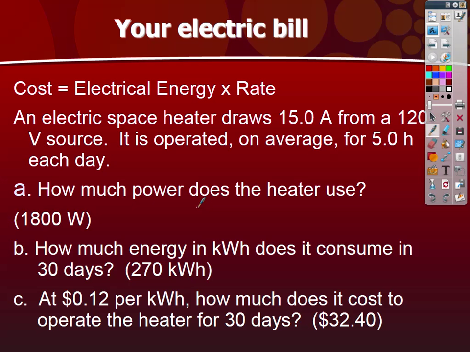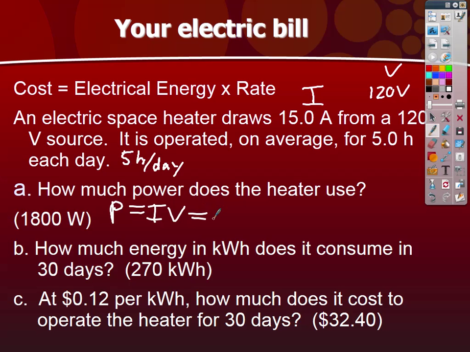You have a space heater that draws 15 amps of current from a 120 volt source. So that's voltage. It is operated on average for 5 hours each day. I'm going to write that as 5 hours per day. The first question is, how much power does the heater use? You will have all the formulas, you don't need to memorize any of these. Power equals I times V. Do I have both of those? I do. So I'm going to do 15 times 120.